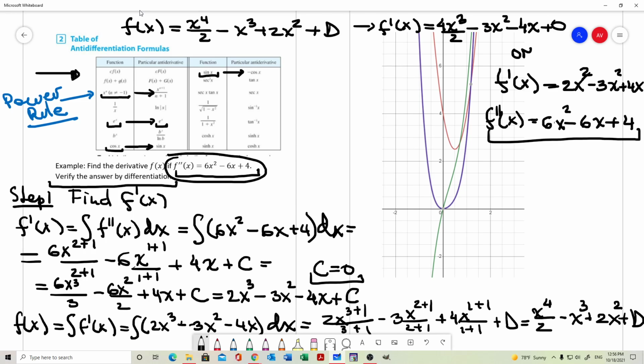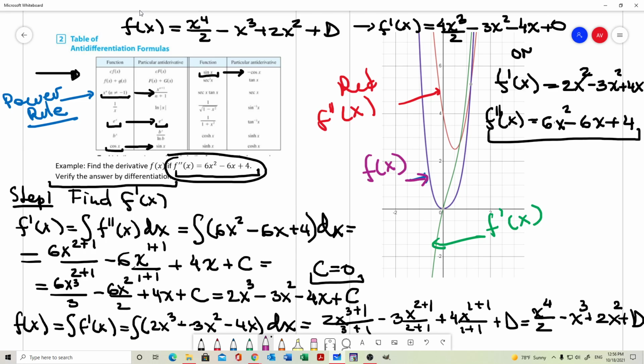You can see the graph of each one. The red, that's the second derivative. Green is the first derivative. And blue, or perhaps I should say pink, is the function f of x.